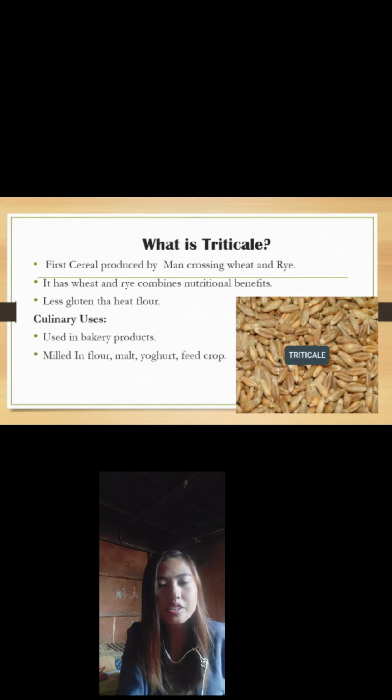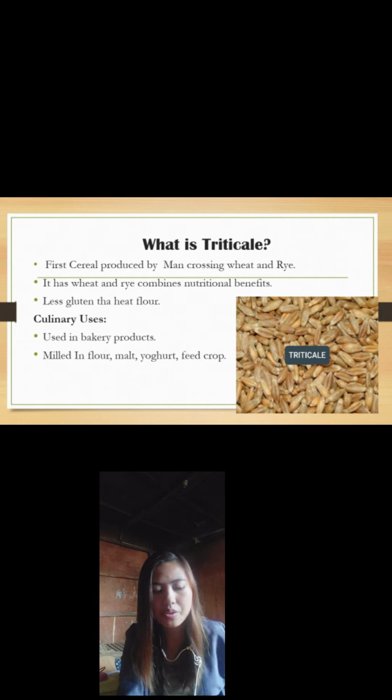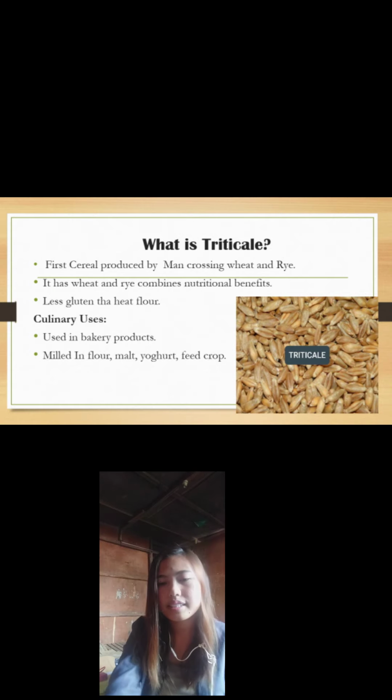Now let's define the triticale. The triticale is a pure cereal produced by man crossing wheat and rye. So there is a combination between wheat and rye. The combination of wheat and rye gives an equal amount of nutritional benefits that you can get from triticale. So it has a less gluten-heavy flour. The culinary uses for triticale are for bakery products, flour, malt, yogurt, and feed crop for animals.